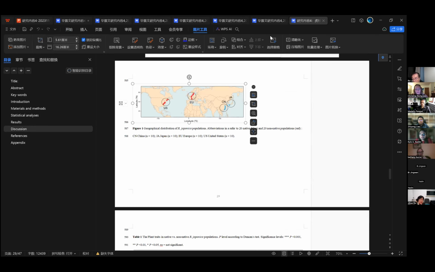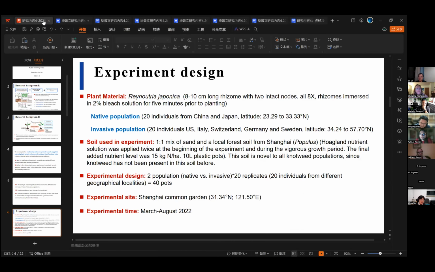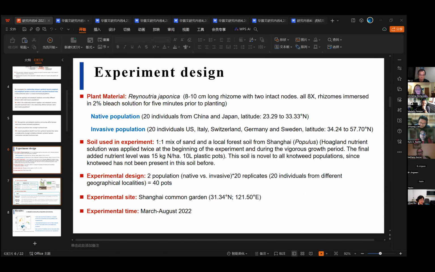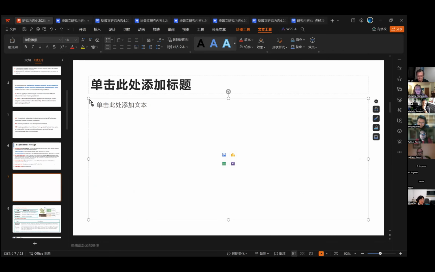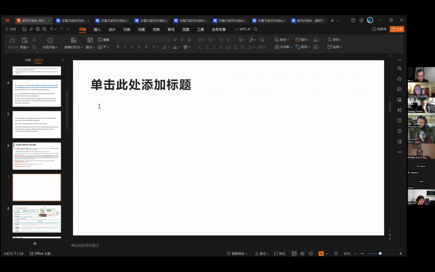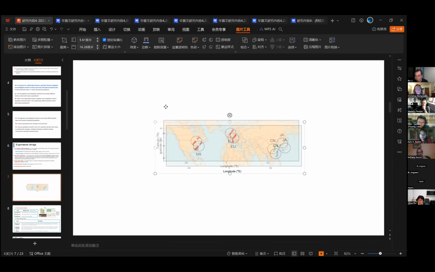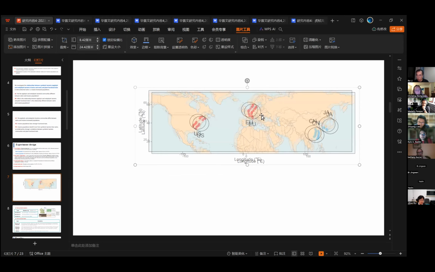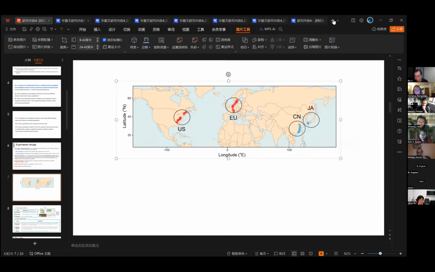Because we used 10 individuals from China, 10 individuals from Japan, 10 from the US and 10 from Europe. So in the beginning, we wanted to compare the populations from the four regions. But unfortunately, the results were quite mixed and we could not find a very clear pattern. So in this version, Jingwen just wants to compare the native ones and the invasive ones. We've been struggling with this for a long time, actually.